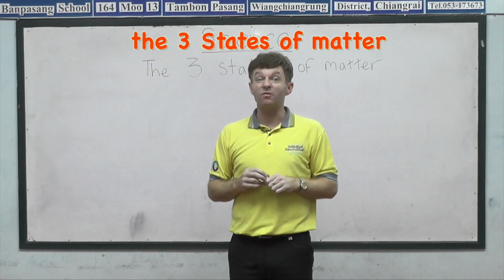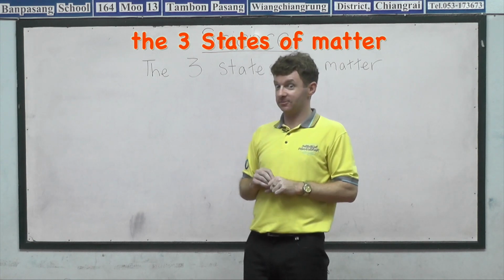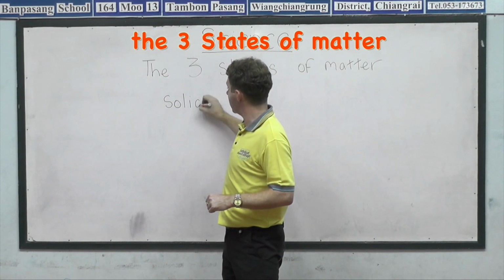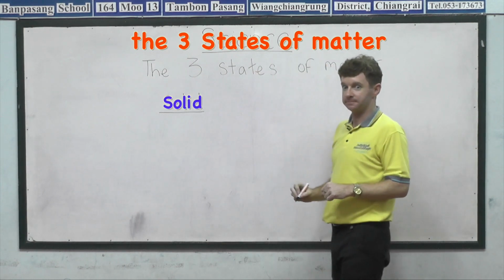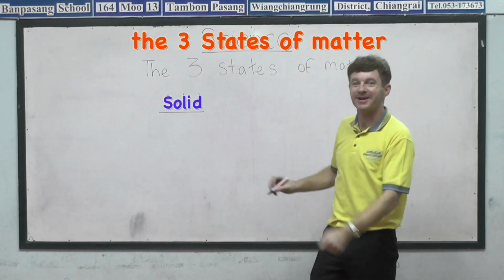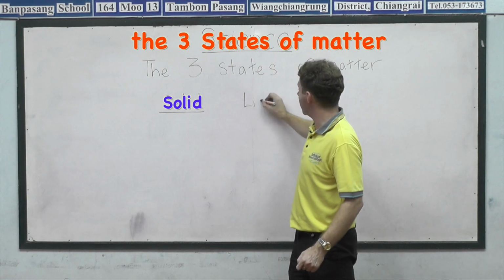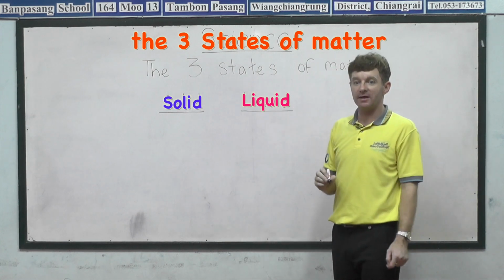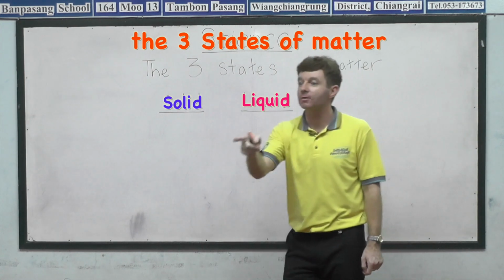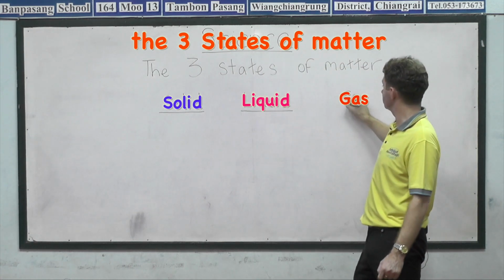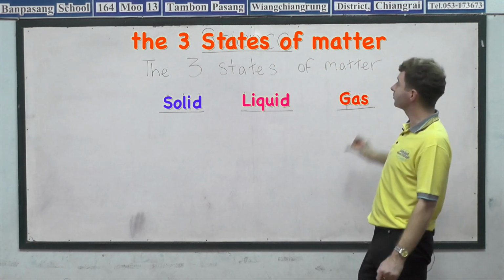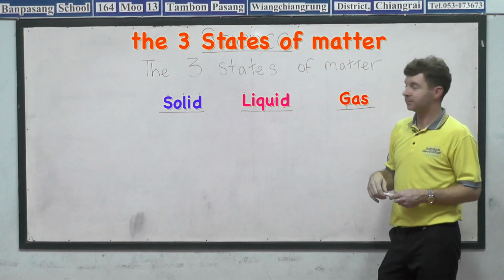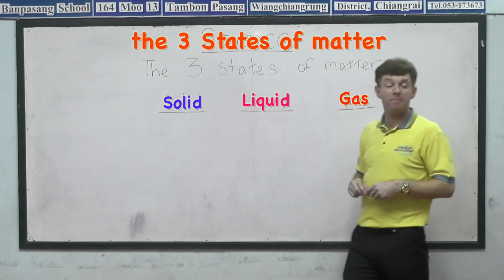I'll give you a clue. The first one, solid. S-O-L-I-D. Solid. Liquid. Excellent. L-I-Q-U-I-D. Liquid. And the final, the third one, gas. Brilliant. G-A-S. So we've got our three states. Solid. Liquid. Gas.